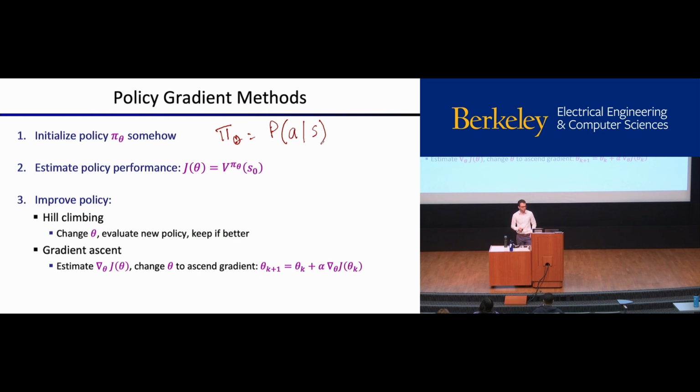So all we have to do, and I'll put that in scare quotes, because there's some nuance to it, is estimate this gradient of this objective function, this gradient of J. Once we do that, we can just repeat. So initialize the policy somehow. It's going to be a stochastic policy. We estimate the policy performance. We try to improve the policy. Here we're going to use gradient ascent, and then we repeat.